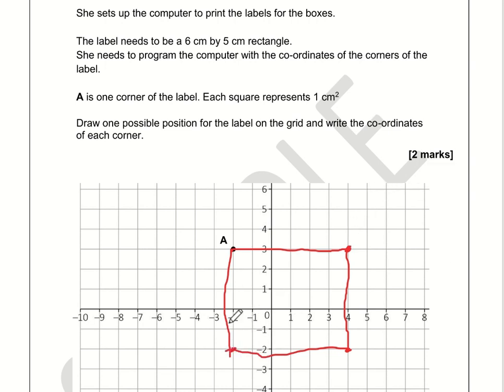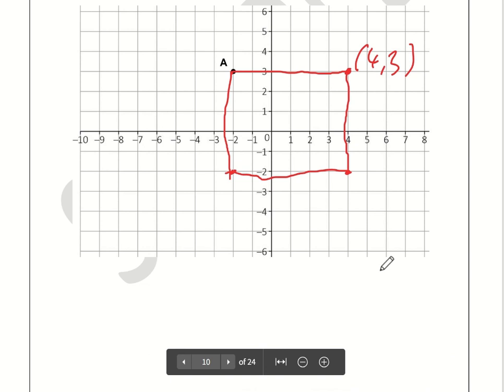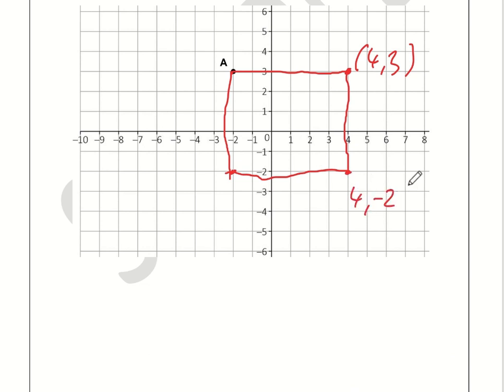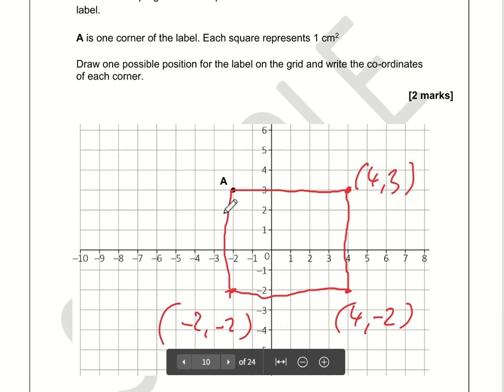So this corner, remember we're going horizontally then vertically, so that is 4, 3. This is 4, -2. And this is, if it was a straight line, -2, -2. So there we go. We've got all the corners. So how many do we need? Okay, we need all 3. Okay, perfect.